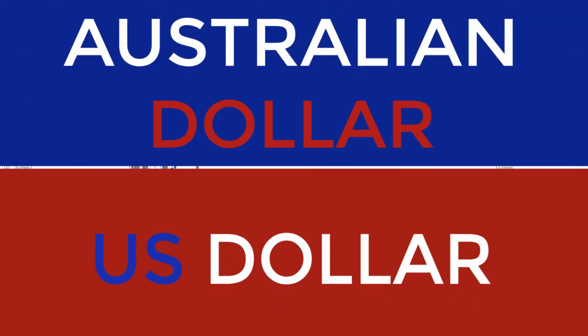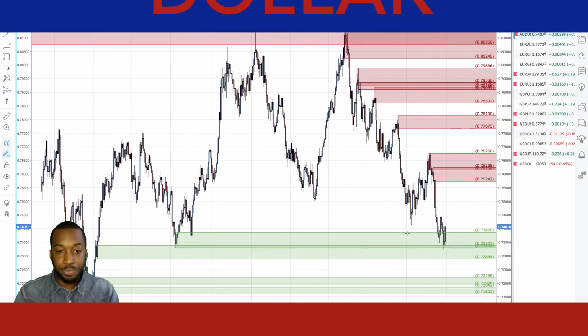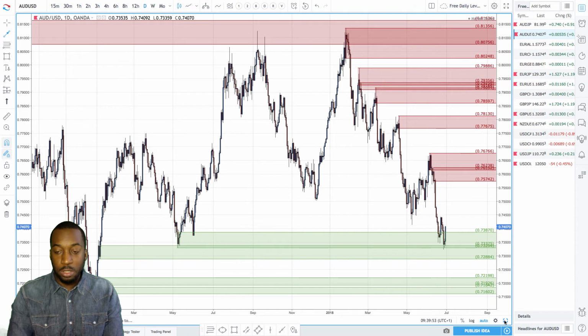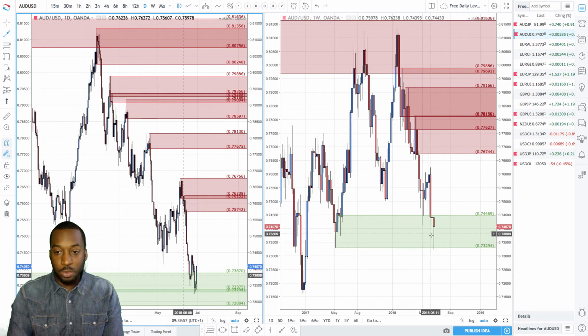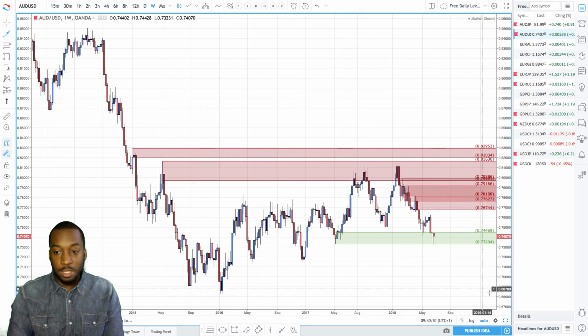The Australian dollar, US dollar, what do we see this week? Weekly time frame chart, this is the weekly zone. You can see some buying here. Again, some buying here. We've put in this pin bar, so it is reacting off of this demand zone, and you can see now on the daily time frame chart.